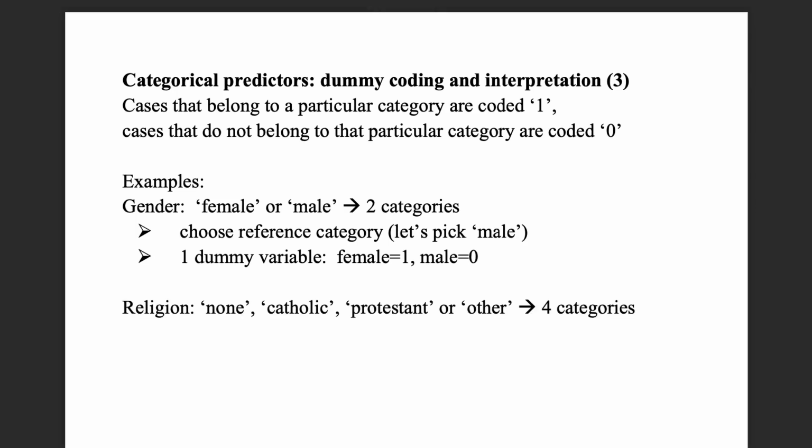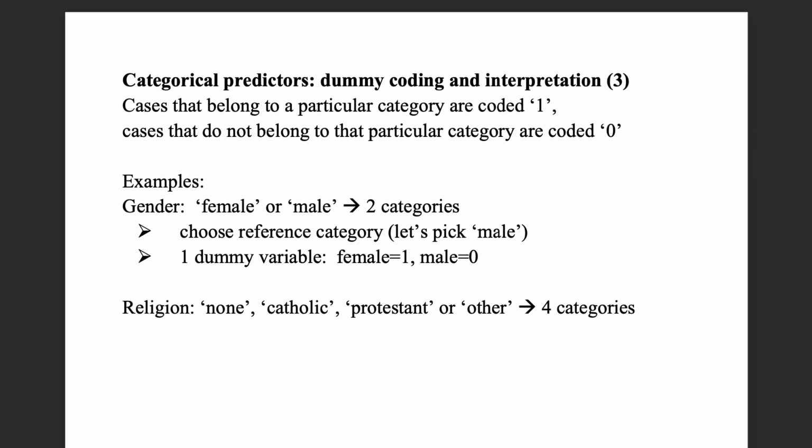Let's pick a somewhat more complicated example. Let's consider religion. Now let's say we are analyzing religious denomination in the Netherlands, and we created the following 4 categories. None, so we are allowing some people to be non-religious. Catholic, because that's one of the most dominant religious denominations in the Netherlands still. Protestant, because that's one of the other most dominant religious denominations. And we also create another category, other. So we wind up with a total of 4 categories.